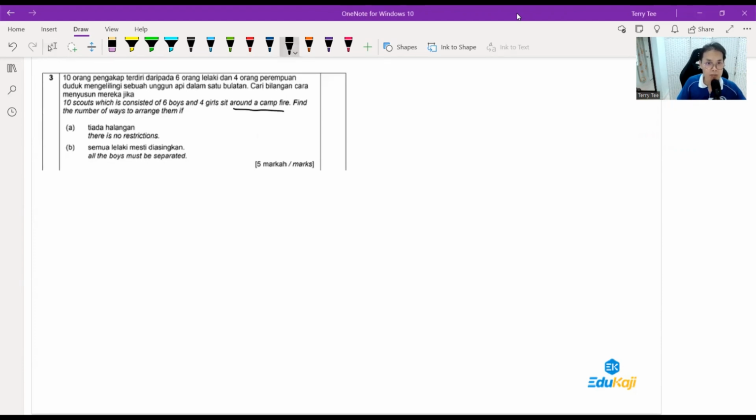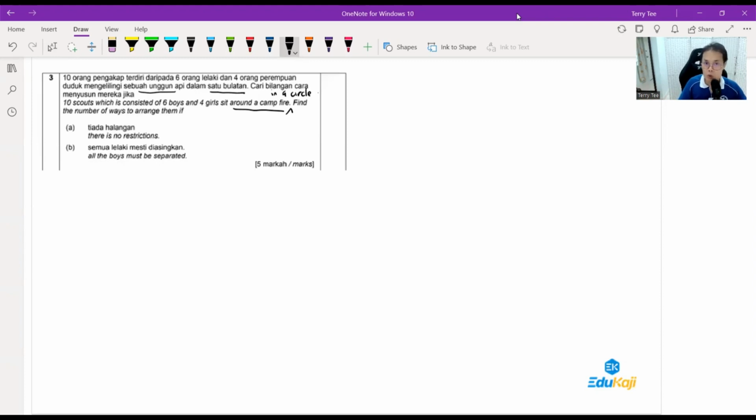Now maybe you should add, see, mengelilingi sebuah unggun api dalam satu bulatan, ya, around a circle. So we know, or in a circle, should I say, in a circle. So we know it's a circular arrangement. Yeah, for circular arrangement, right?